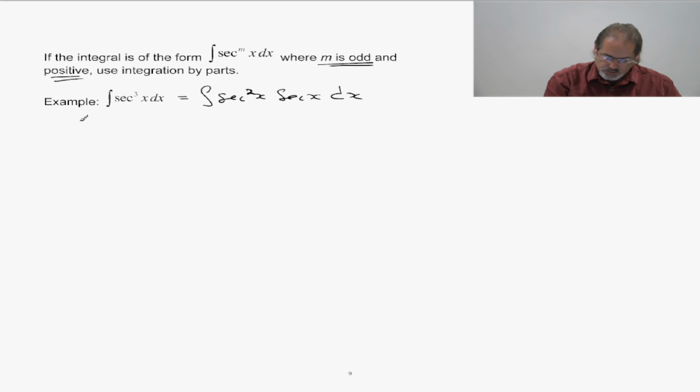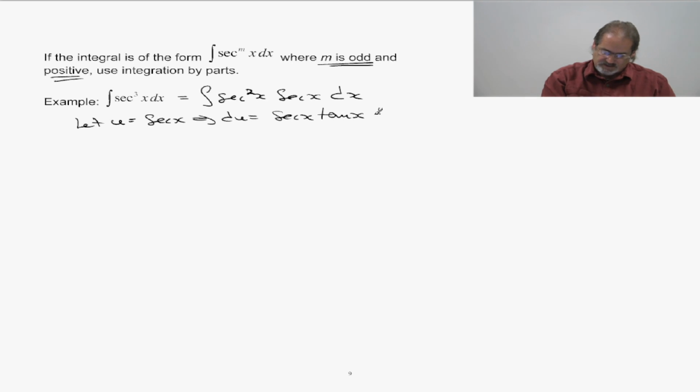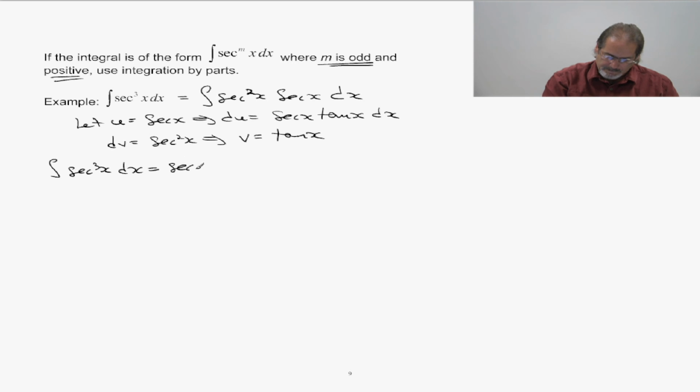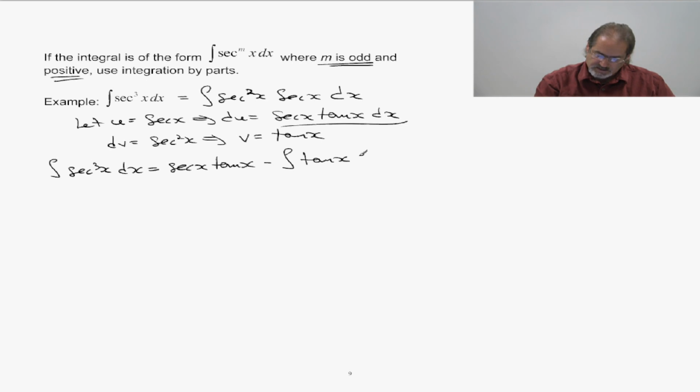Now, if I let u equal secant of x, then du equals secant x tangent x dx. That means that dv must be secant squared of x, which gives me v equals the integral of secant squared, which is tangent x. So if I put these pieces together, I get the integral of secant cubed of x dx equals uv, which is secant x tangent x, minus the integral of v du, which is tangent x, and du is secant tangent dx. So this is secant x tangent x dx.